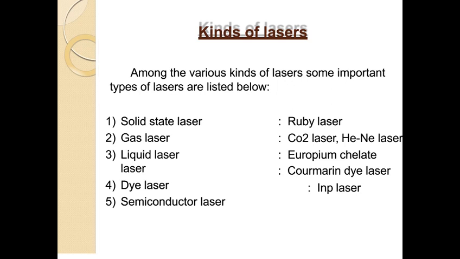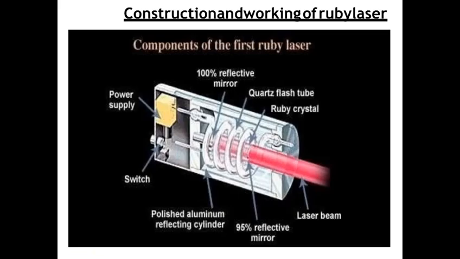These are different kinds of lasers: solid state, gas, liquid laser, dye laser, semiconductor laser. And in front, the examples or the actual lasers are mentioned, like ruby laser, CO2 laser, and so on. This is the diagram showing the components of the ruby laser, and it indicates the construction of the ruby laser, wherein the red color beam is a laser beam, and basically a rod of ruby is used for this. In the diagram you can see the details. The optical resonator cavity is achieved by a 100% reflective mirror and a 95% reflective mirror.